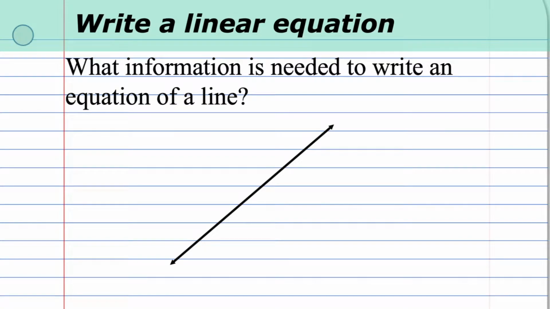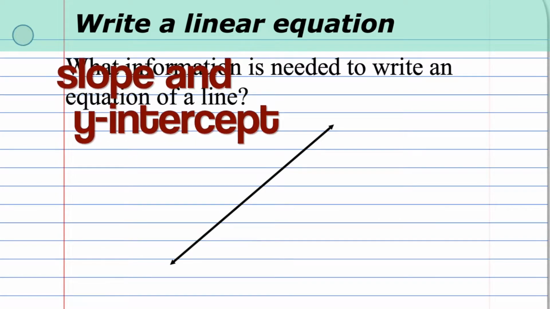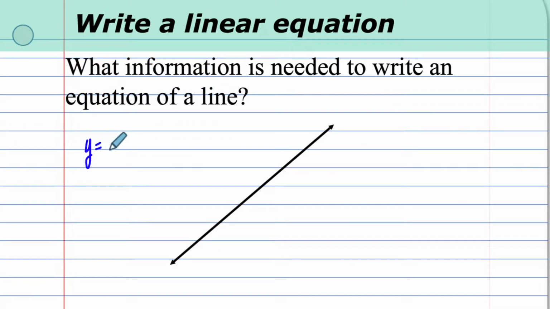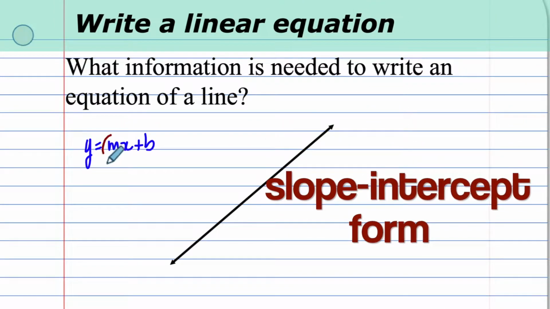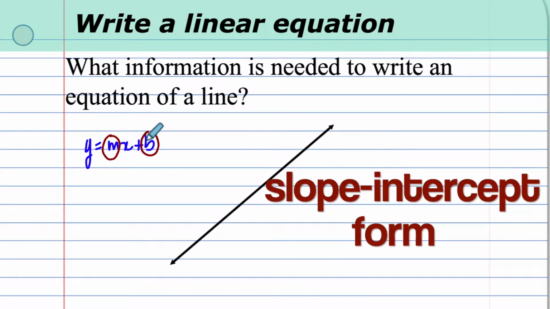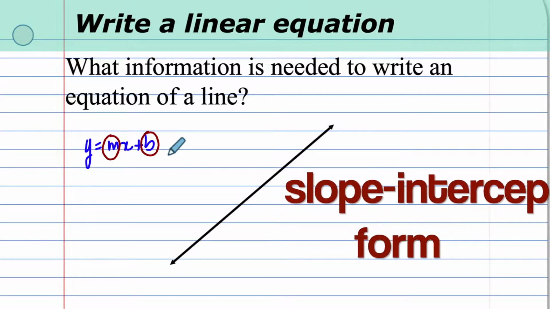What information is needed to write an equation of a line? To write an equation of a line, we only really need two things. We need slope and we need y-intercept. y is equal to mx plus b is called the slope y-intercept form of a linear equation.